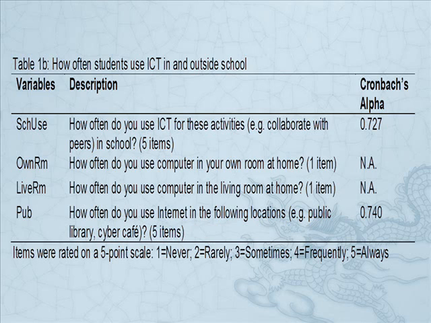The second dimension is about how often students use ICT in and outside school. There are 4 variables. The first one is about using ICT in school. The second one is on using a computer in your own room at home. The third one, using a computer in the living room at home. And the last one is on using the internet in public places.